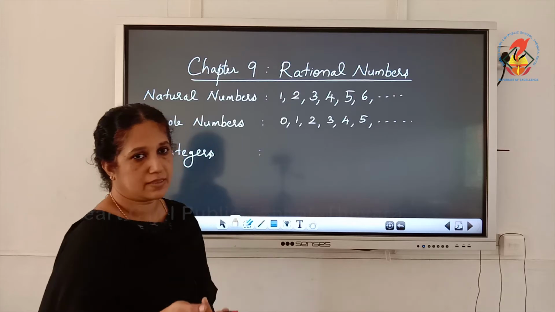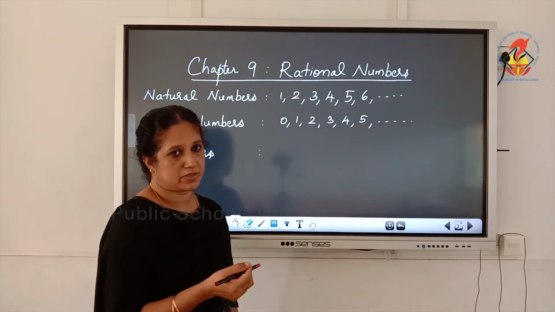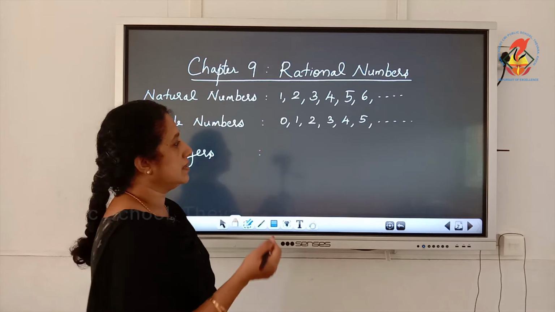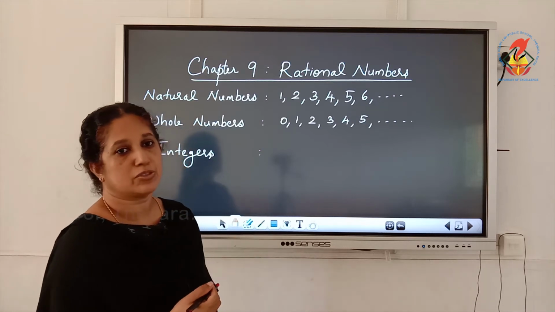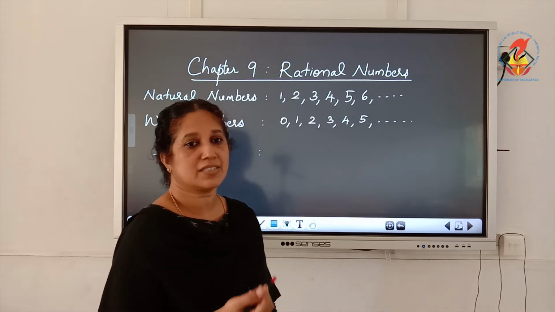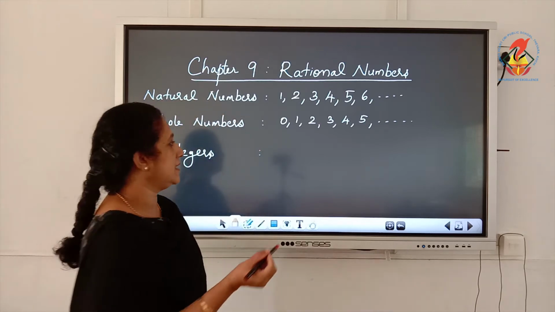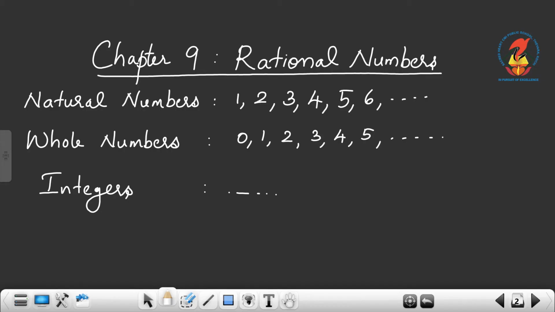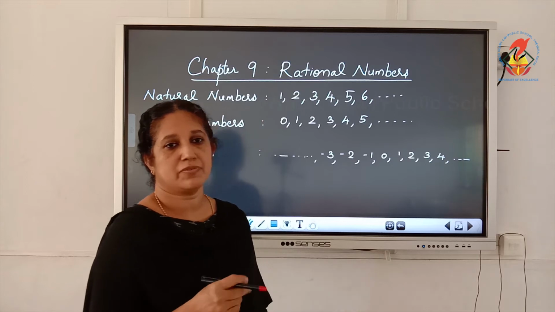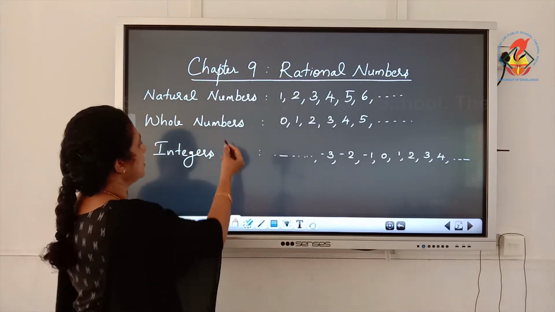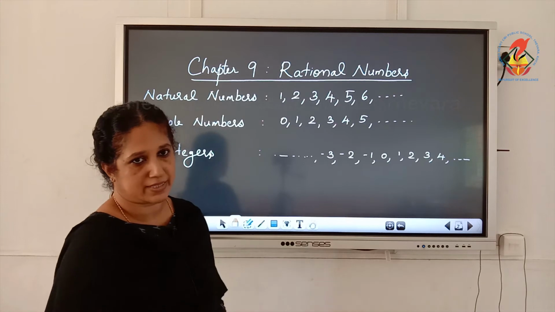And if you consider the whole numbers along with the negatives of the natural numbers, we get the collection of integers. So, the integers are negative 3, negative 2, negative 1, 0, 1, 2, 3, 4 etc. So, we extended our number system from natural numbers to whole numbers and whole numbers to integers.